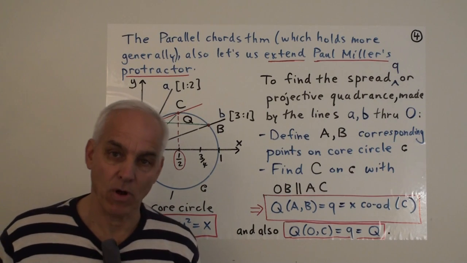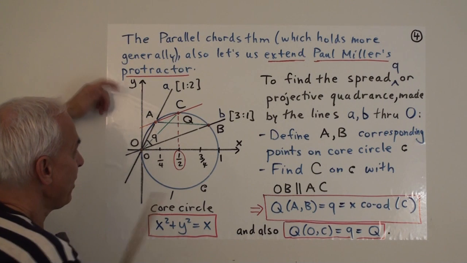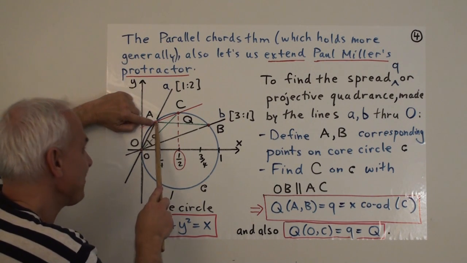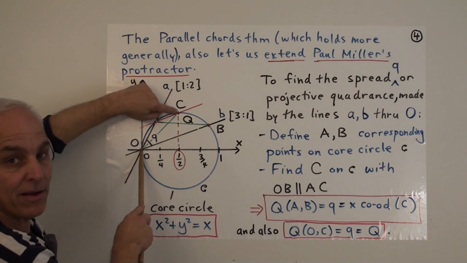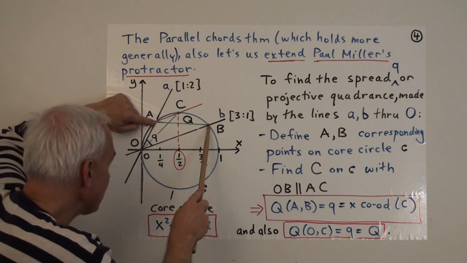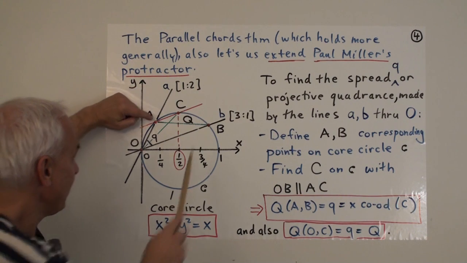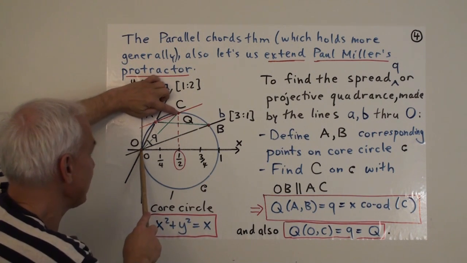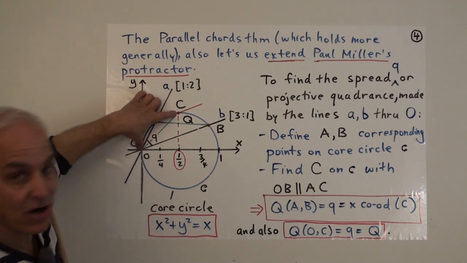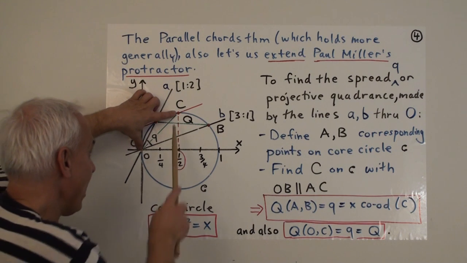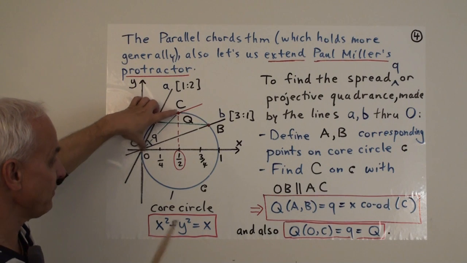Okay, and why is that? Well, it's just because in this situation here, the parallel chords theorem tells us that the quadrance between A and B is the same as the quadrance between O and C. So if we're interested in this quadrance, which is the same as the projective quadrance between the 2 lines here, this capital Q is the same as this quadrance from here to here. And since this quadrance is starting at O, it's evaluated just by dropping this point down and reading the x-coordinate. So it's very simple.